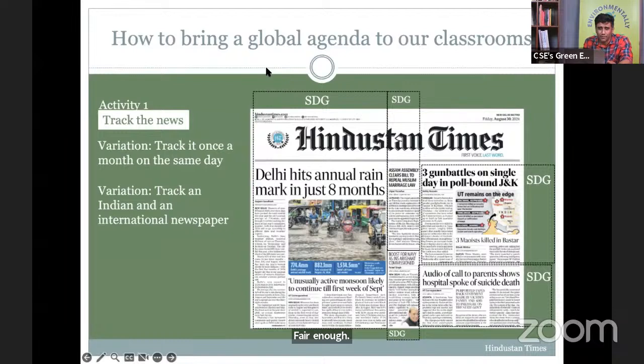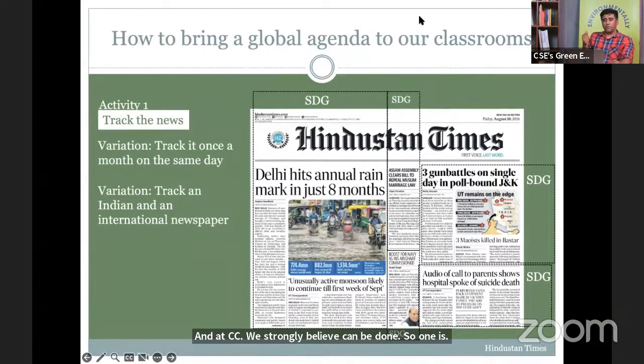And before we stop, this is something that I and we at CSC strongly believe can be done. One is the fact that we can track these newspaper clippings on a monthly basis.